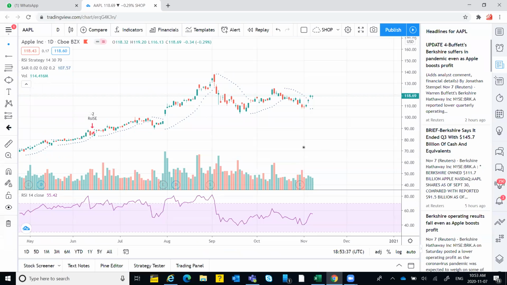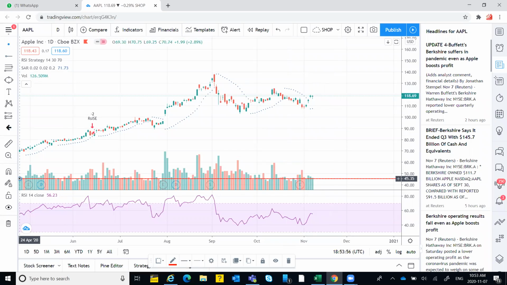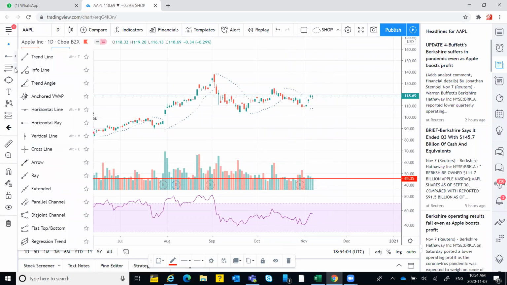Apple 118. Apple has created a buy signal from here. RSI is positive and it has a tendency to go up. It's bullish to neutral right now. Volumes are average. The parabolic SAR has given a buy signal, and let's see what the Fibonacci shows.